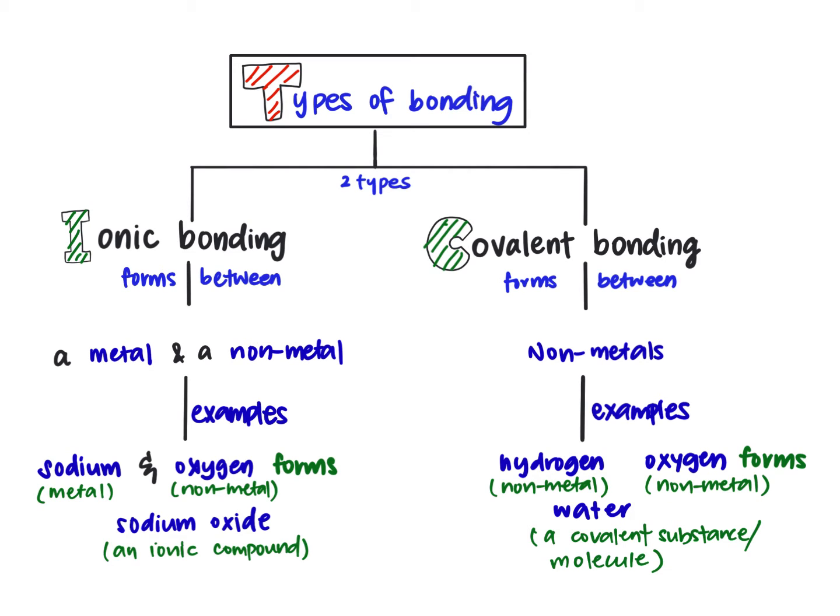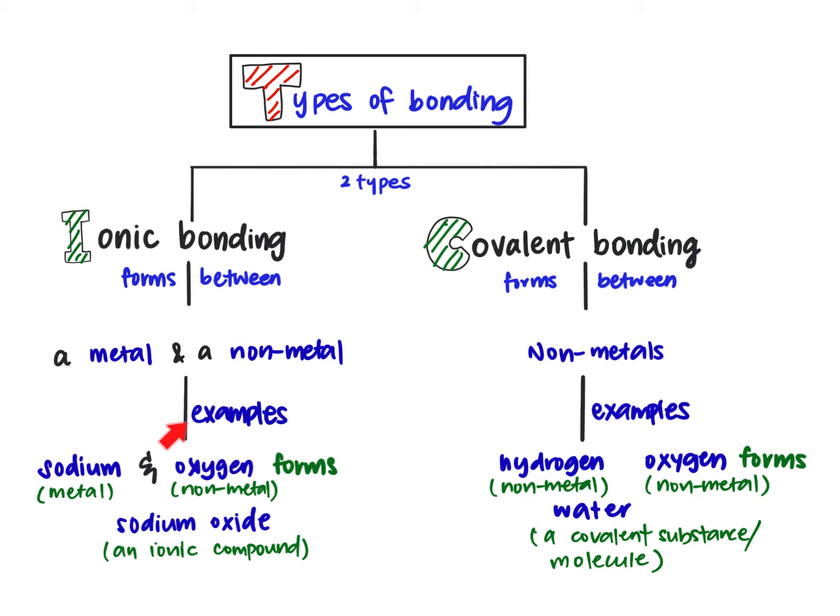Okay, so let's look at the two types of bonding. There are two types of bonding, which are chemical bonds. And the first one is called ionic bonding. This is formed between a metal and a non-metal.